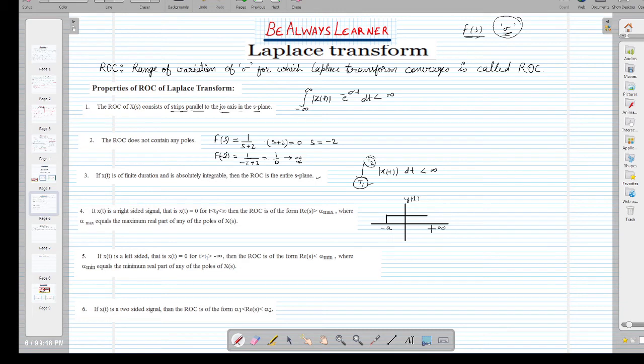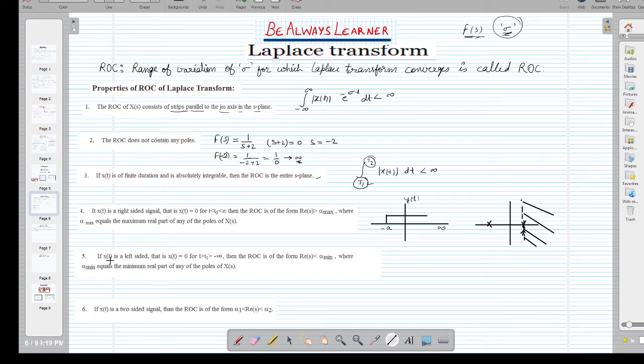So we are having this right-sided sequence, and suppose the system is having two poles on the axis. One pole is on this side and another is on this side. So the maximum value is this. If the maximum value is this, then the ROC lies on the right side of this, right? So this is the ROC. That property is the same.